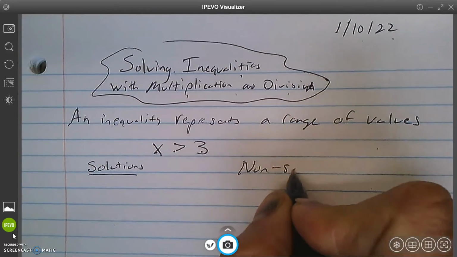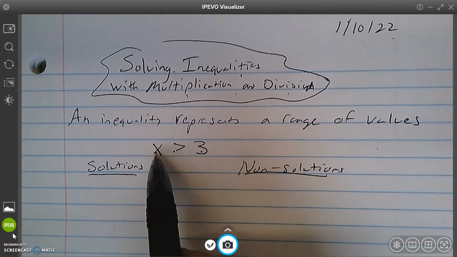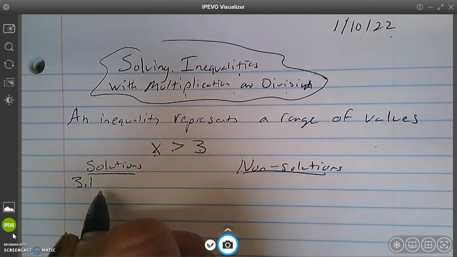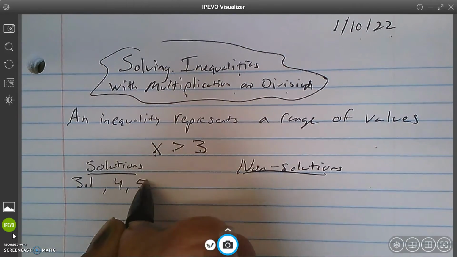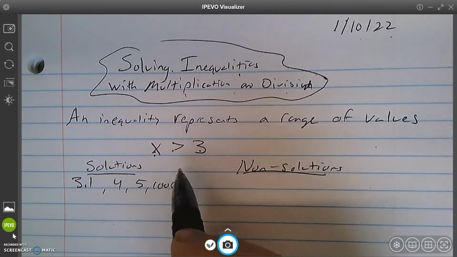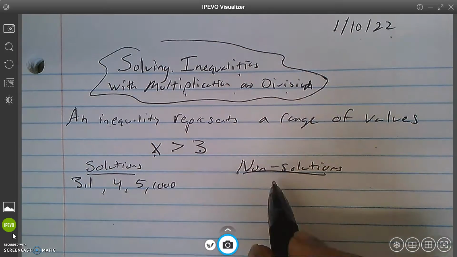So any number that's greater than 3, so solutions and non-solutions. So there is a range of solutions, anything greater than 3. So like 3.1, like 4, like 5, like 1,000, etc. Anything that's greater than 3. And everything in between, 3.5, 3 3/5, those sort of things.